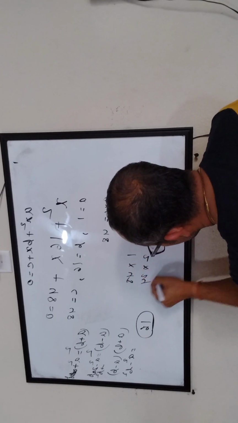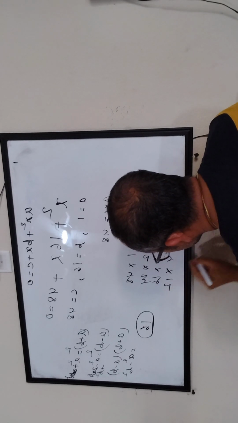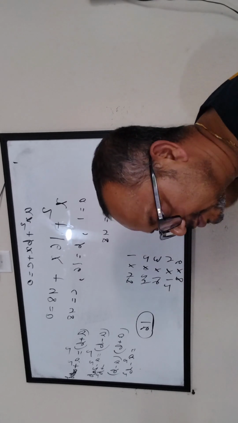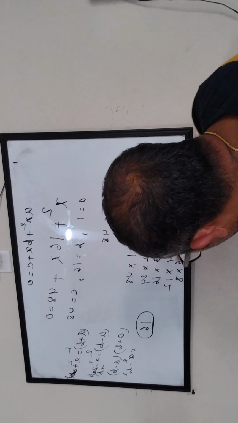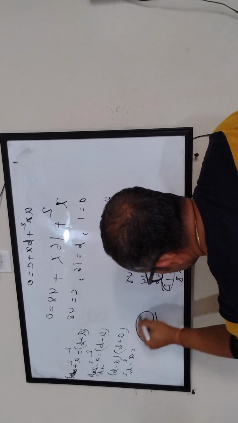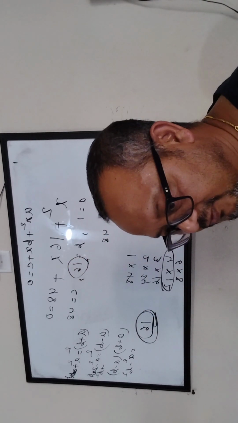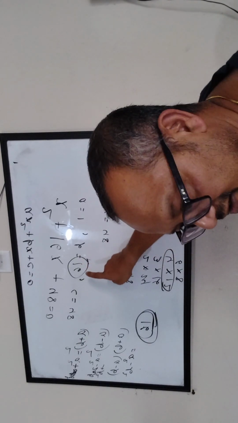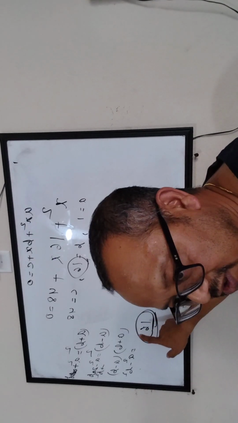2 into 24, 3 into 16, 4 into 12, 6 into 8. Yep, that's it. These are possible factors of 48. Now, which two factors here, if added together, gives me this value? 12 and 4. So here this is exactly what you did, correct? This is how you got 12 and 4, correct?